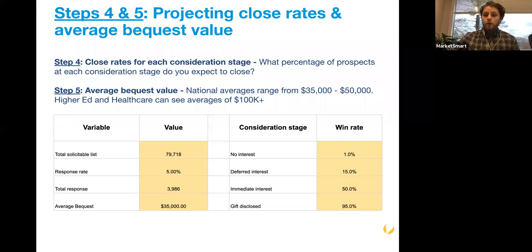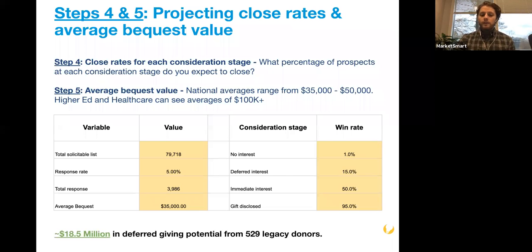Now, over on the right, these are our win rates. These are editable, right? These are variables that we control. And the values that we're showing here are not necessarily what you should anticipate you do, or maybe they're more what you should aspire to do if there's proper cultivation and stewardship and real genuine relationship building ongoing with individuals in your organization. So obviously a very low percentage will be from that group that shows no interest, a small percentage from deferred interest, a high percentage from the other 2. And when we look at this for this particular organization, the case study that we're walking through, we see that there's actually close to $18.5 million in deferred planned giving potential from 529 potential legacy donors.